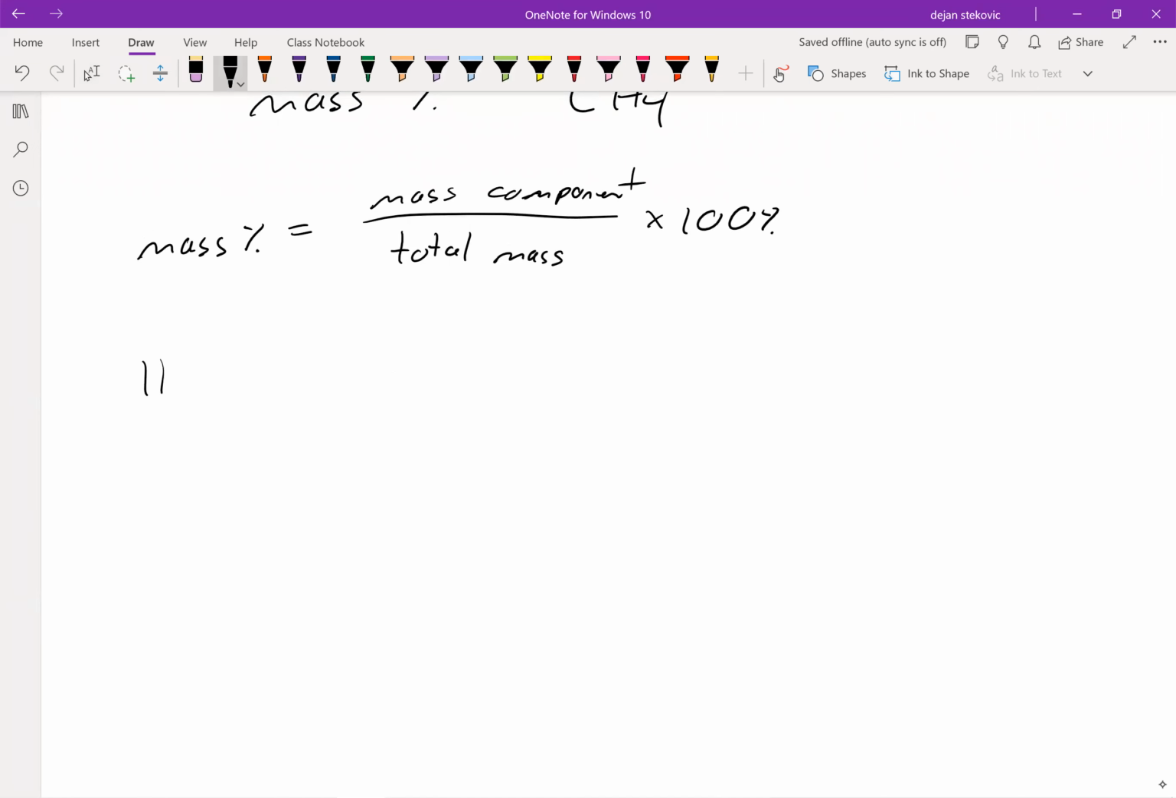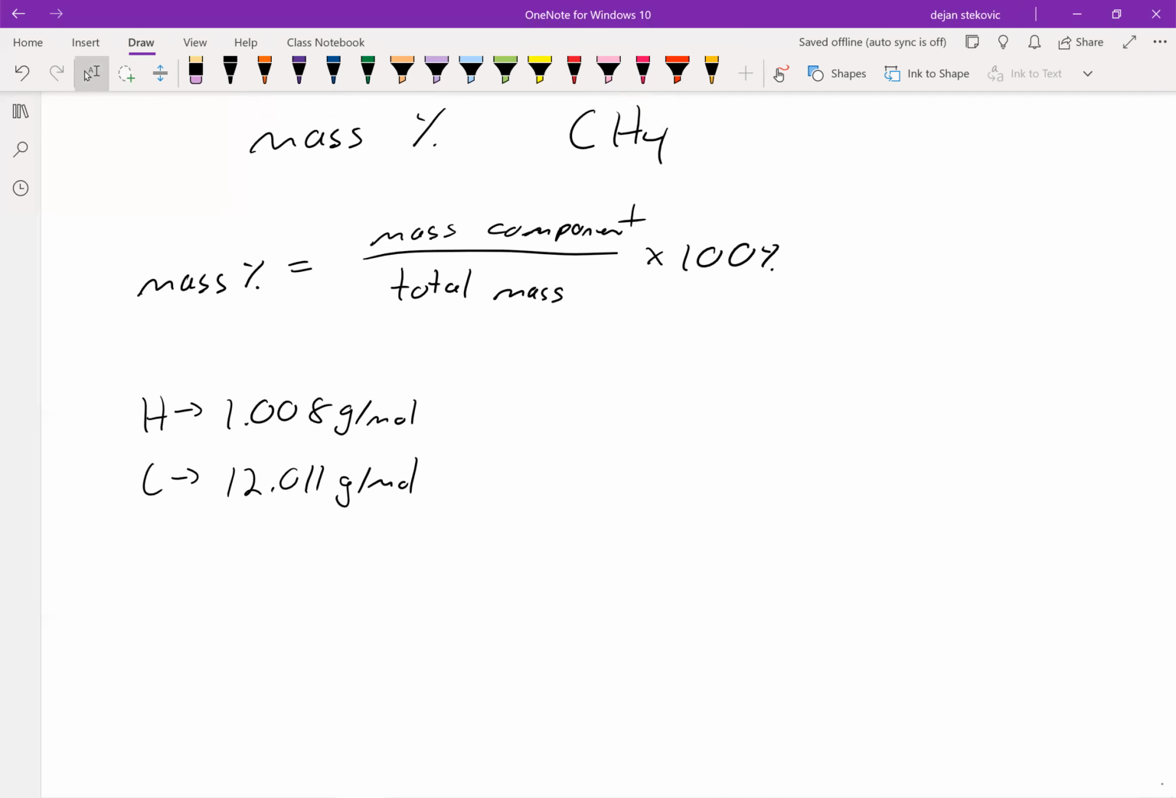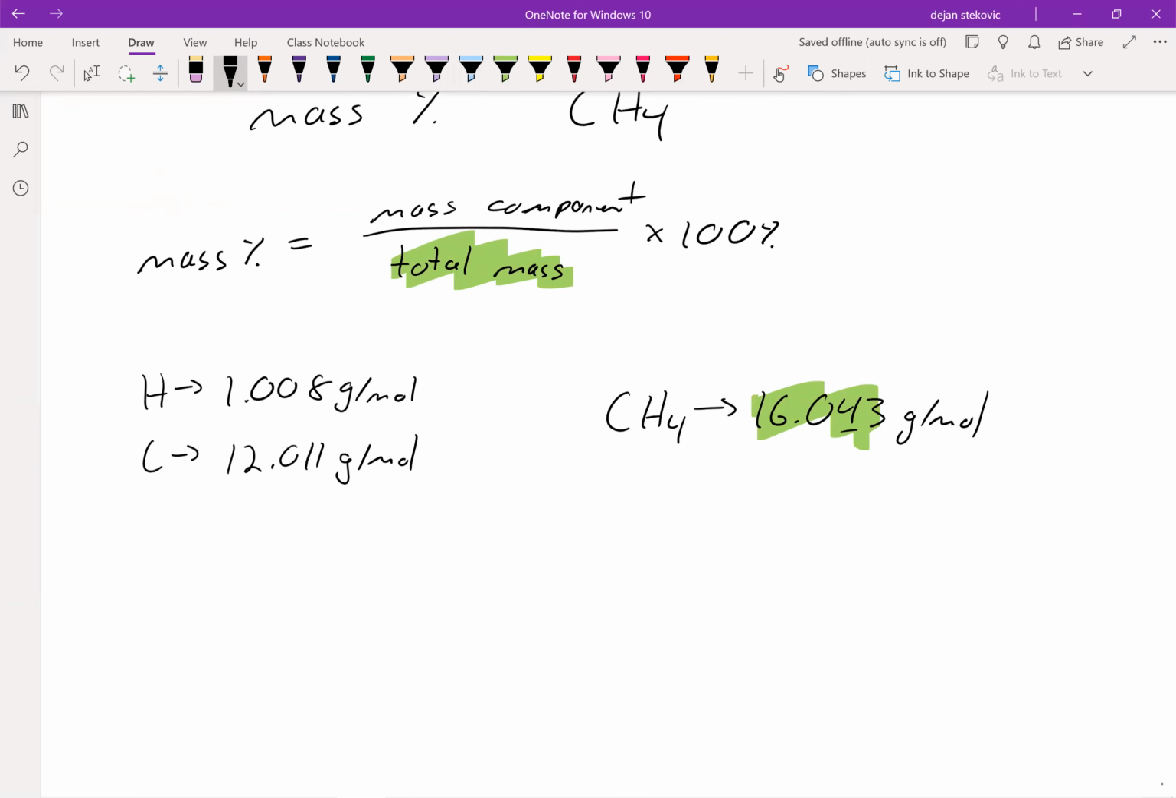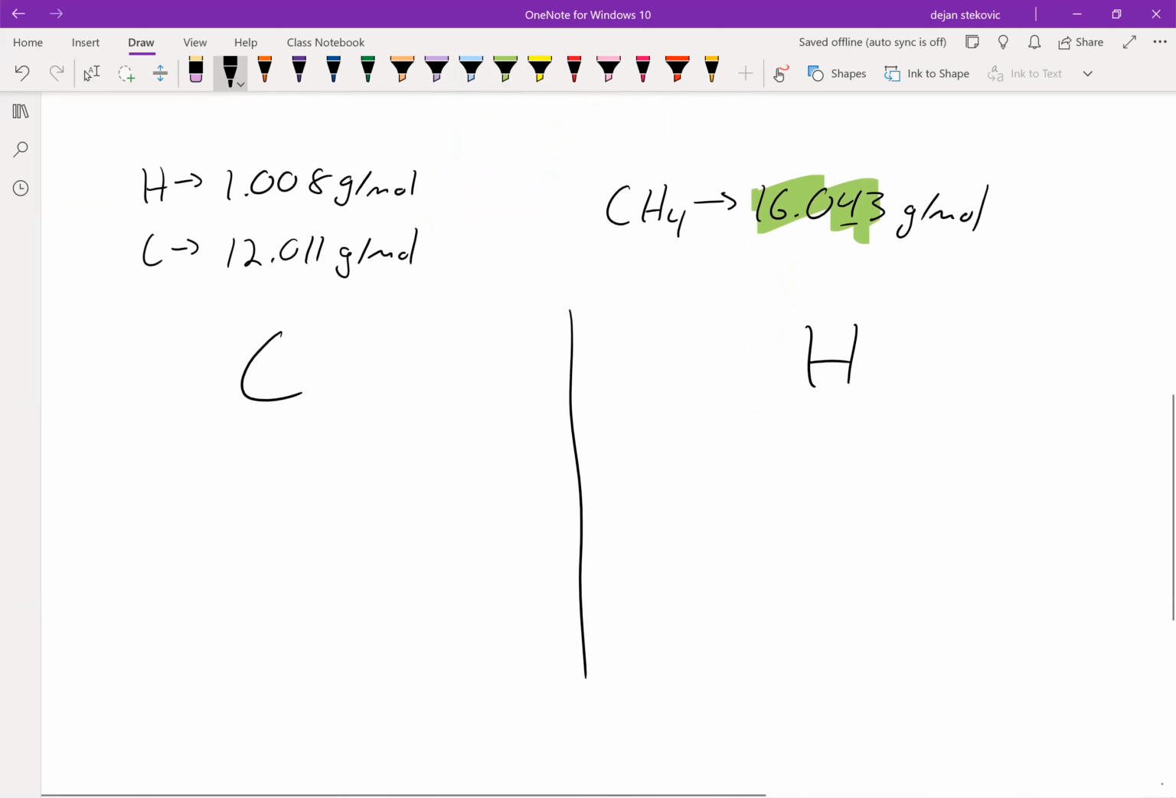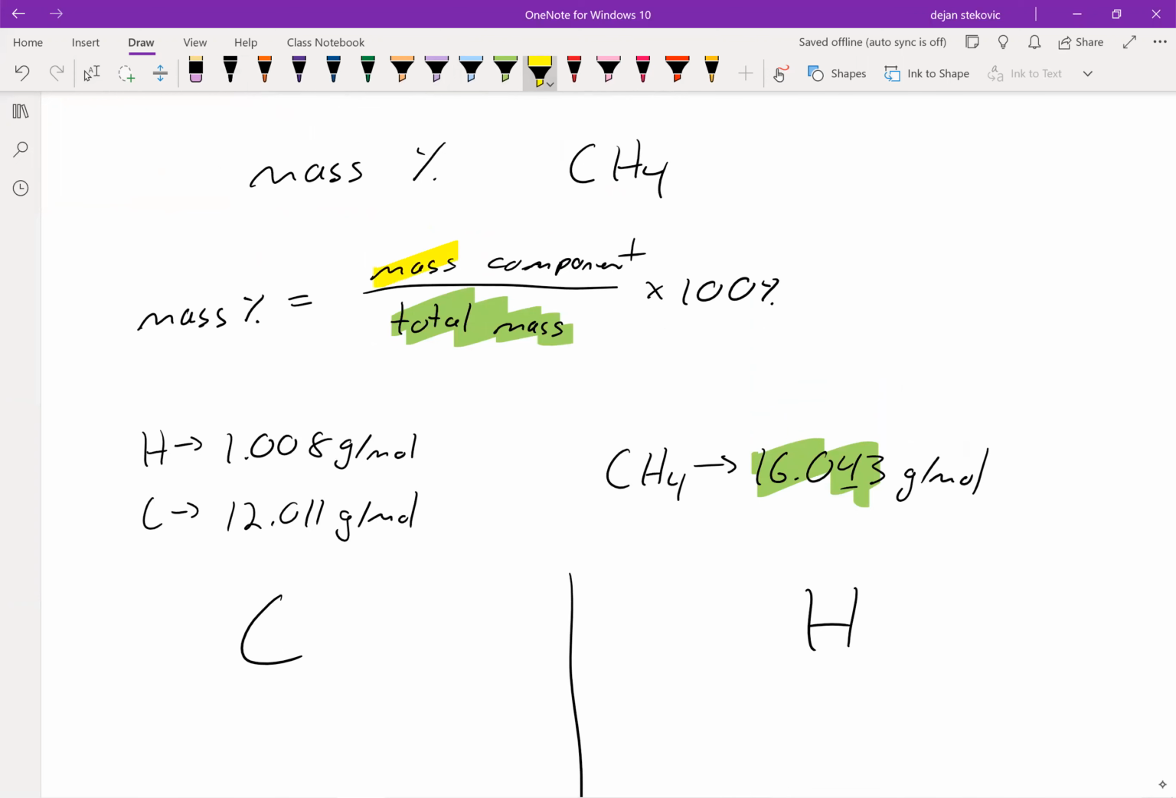So let's take a look at the different components. We've already taken a look at CH4. Hydrogen weighs 1.008 grams per mole. Carbon weighs 12.011 grams per mole. You can see that carbon weighs about 12 times as much as hydrogen, so that'll give you a hint as to which one makes up the larger mass percent. Then we can add those numbers up, multiplying the hydrogen by 4, and we'll find CH4 weighs 16.043 grams per mole. That's our total mass, so that's what's going to get plugged into the denominator here. Then we can calculate the mass percent for carbon and hydrogen separately, and they should add up to about 100%.